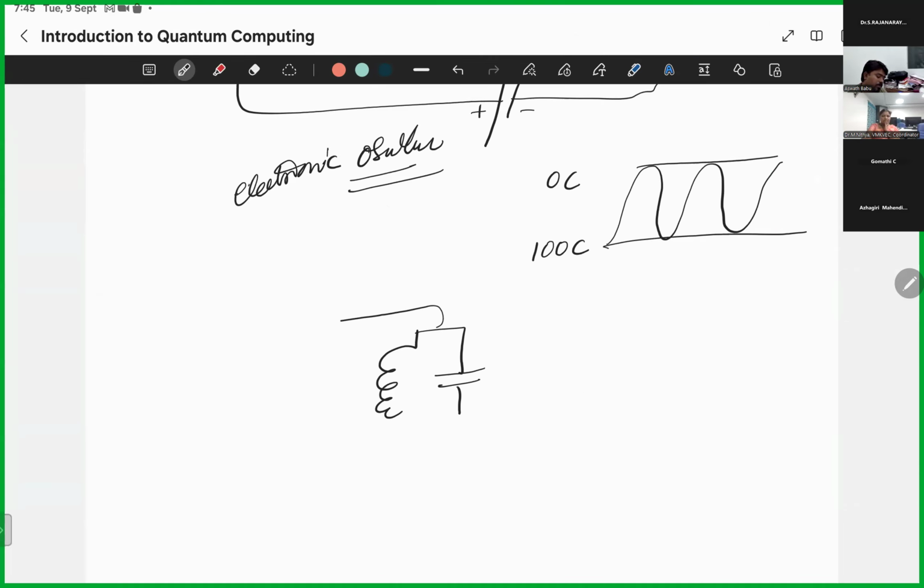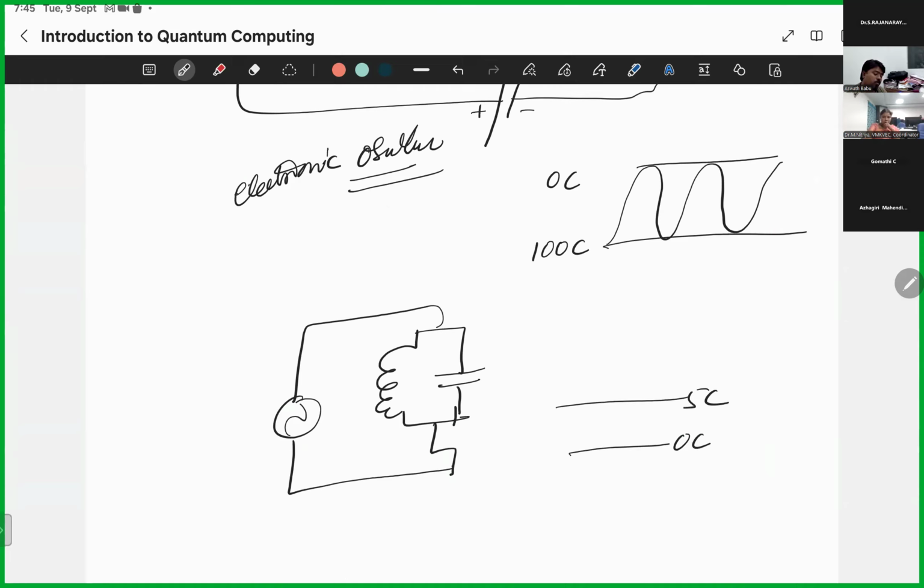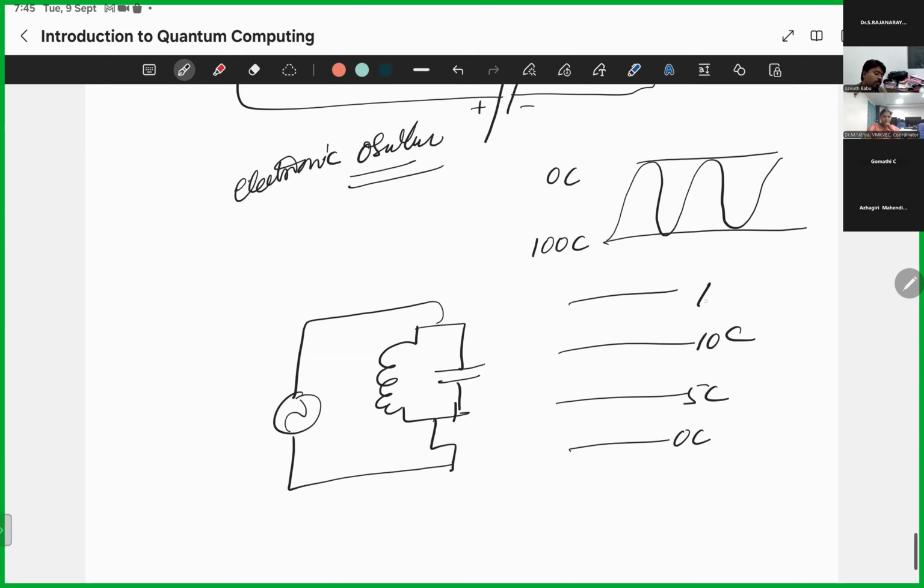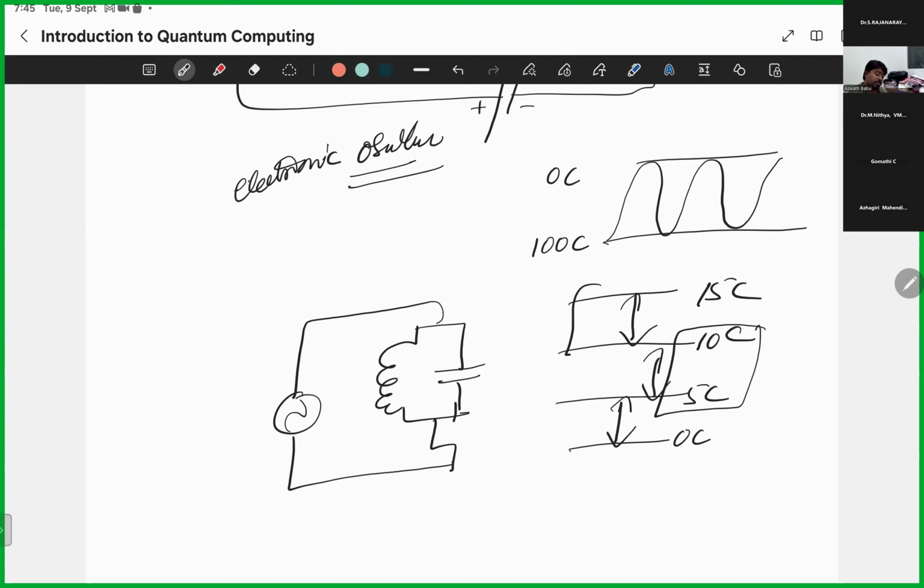I can have an oscillating input voltage, and then ensure that I will have a capacitance being charged, let's say 0 coulomb, 5 coulomb, 10 coulomb, and 15 coulomb. It can exist in any of these possible states. So you see all of them are equally separated. If I try to say they are quantum mechanical states, and I try to realize any two states as a qubit, there is a chance the information is leaked out to the other two states, which are equally separable.